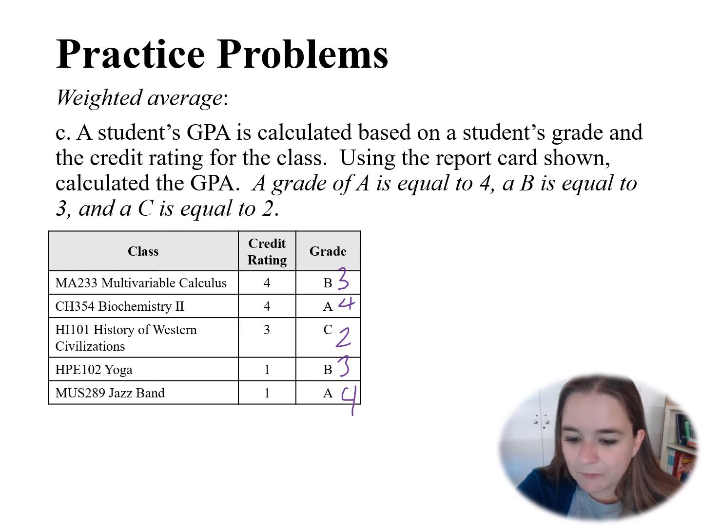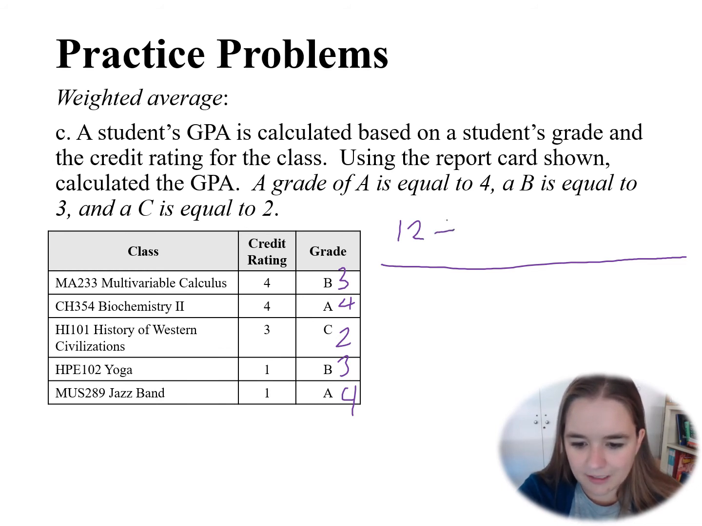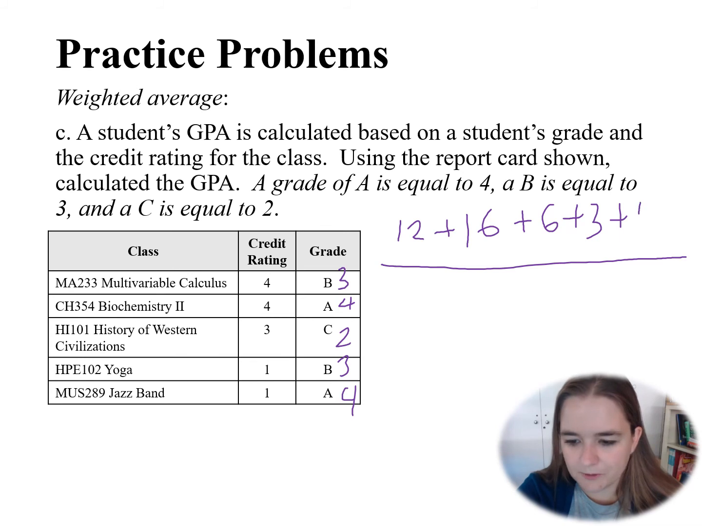To find my weighted average, I'm going to take each piece and multiply it by its weight. That first one, for math class, I get 4 times 3, so that one has a weight of 12 grade points. My chem class, I have 16 grade points, 4 times 4. For Civ, I have 3 times 2. For PE, I get 1 times 3. And for jazz, I get 1 times 4.